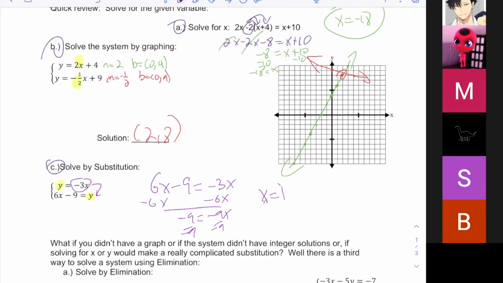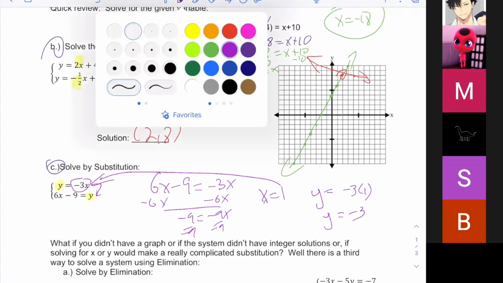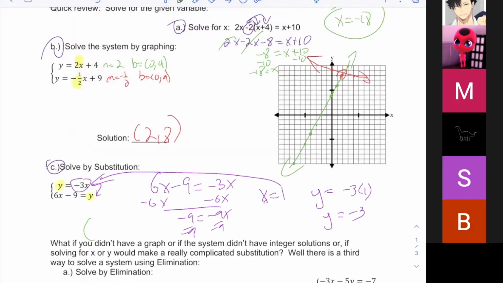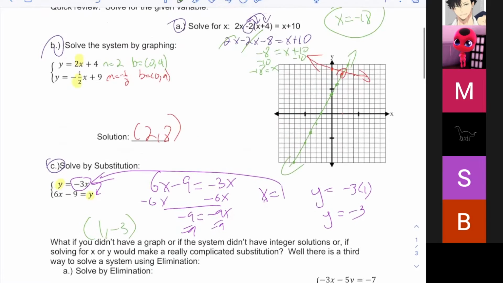Substitute it back in to find out what y is equal to. Y is equal to negative 3 times 1. Y is equal to negative 3. So my solution is 1 comma negative 3. And you can do your mental check. Yes, that works. Okay. All right, so this is all review.